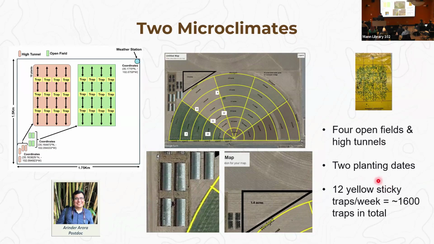Why not complicate things? And then we had 12 yellow sticky traps. That's how they look, deployed every week at each site. And so that makes it around 1,600 traps in total over 5 to 6 months. And if one looks like this, just imagine 1,600, and counting them, it takes hours and hours and hours. So this is the blood and sweat of undergrads that we cannot be grateful enough for, you know.